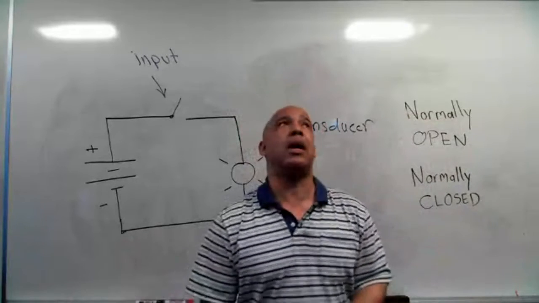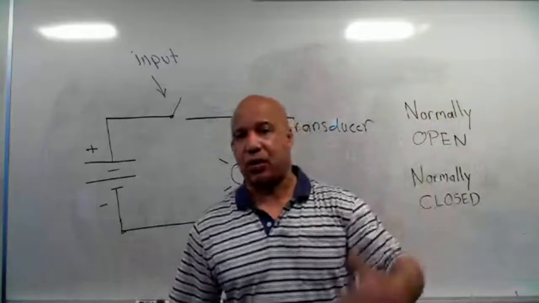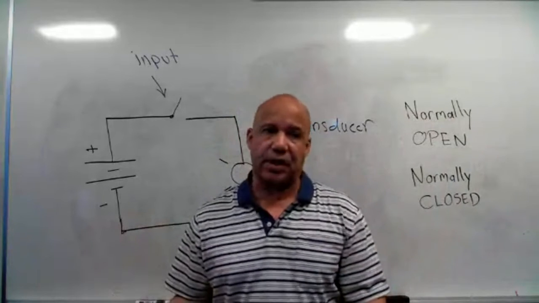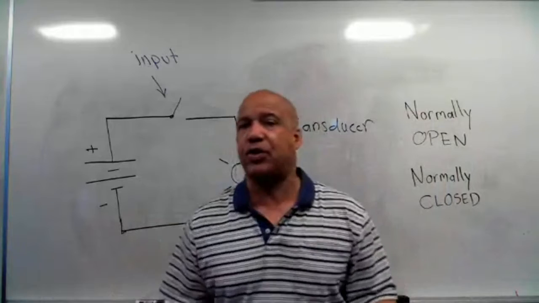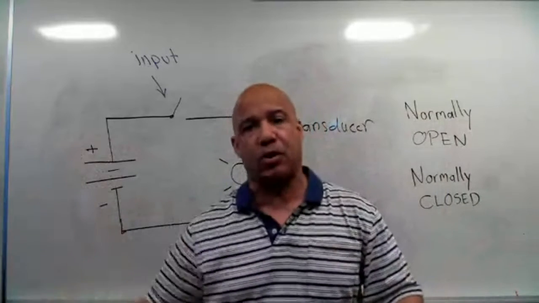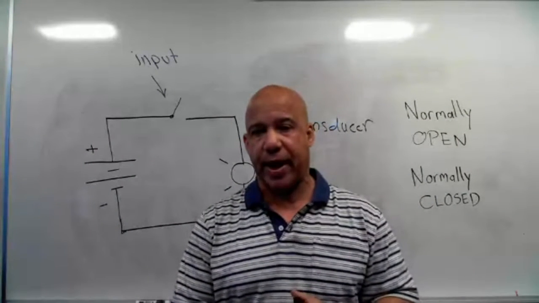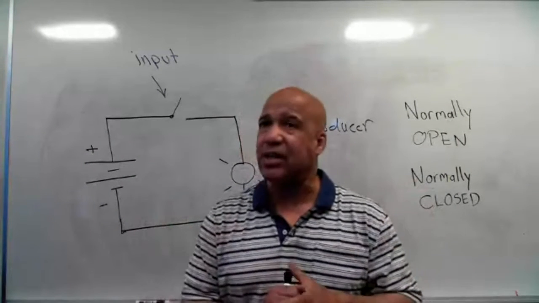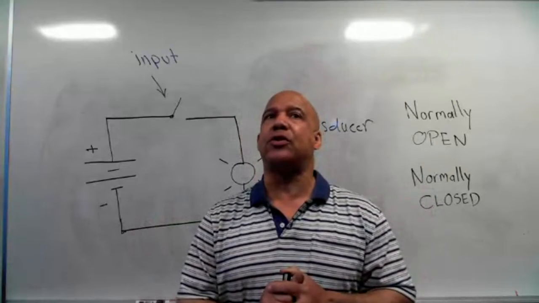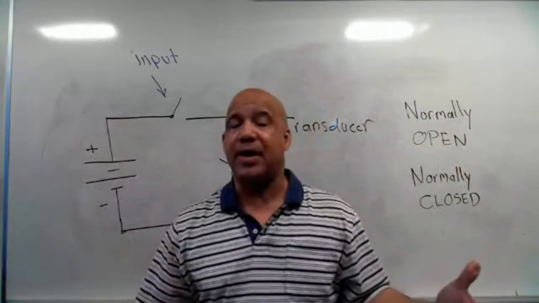So, for example, a light bulb is a transducer because it converts electrical energy to light energy. A speaker is a transducer because it converts electrical energy to mechanical or acoustical energy. There's many, many types of transducers that we deal with every day. In this class, we use transducers to convert one physical quantity to another.